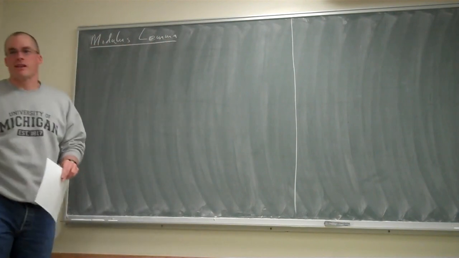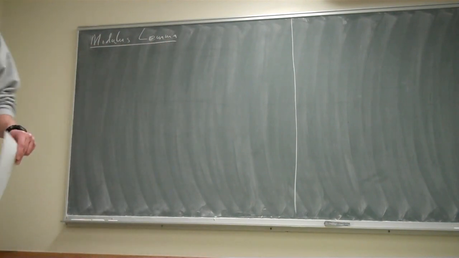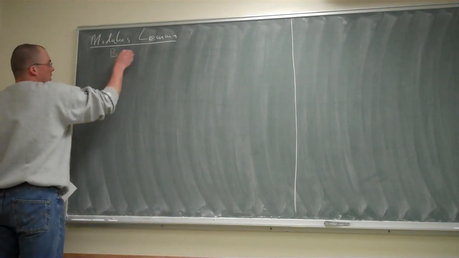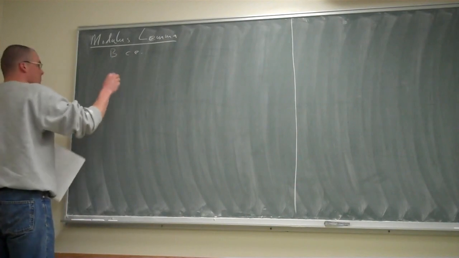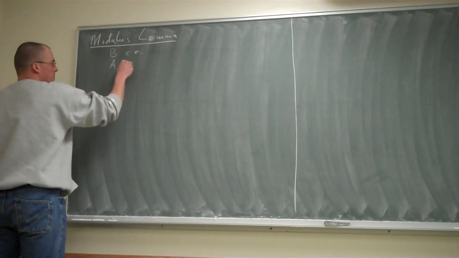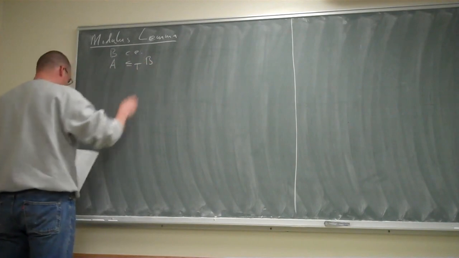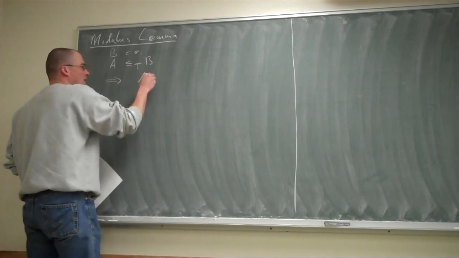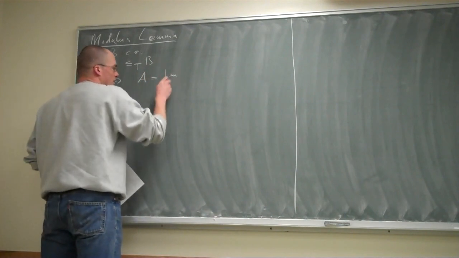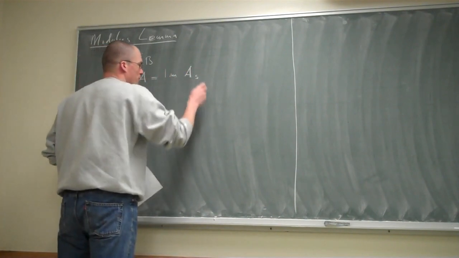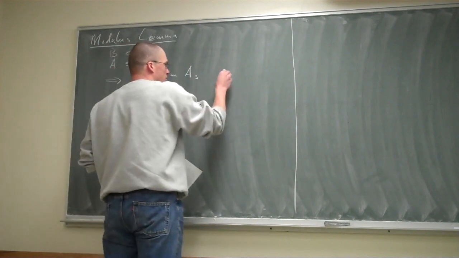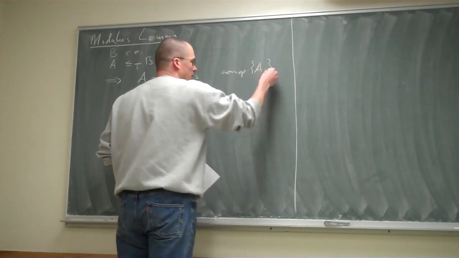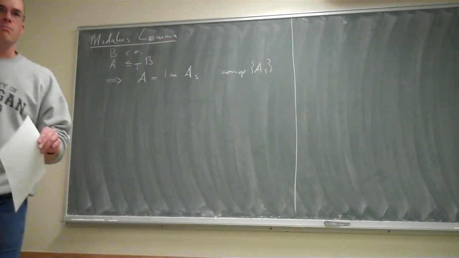The modulus lemma essentially is one of the two implications you need for this characterization. This says that if B is a CE set and A Turing reduces to B, then A is the limit of A_s for computable A_s. Right? This you knew.